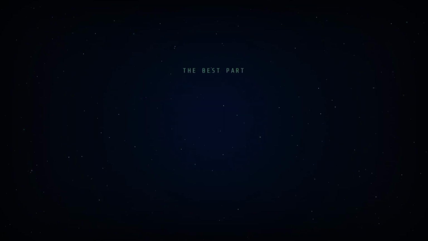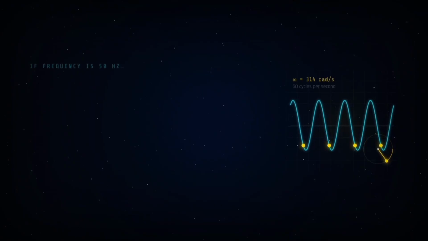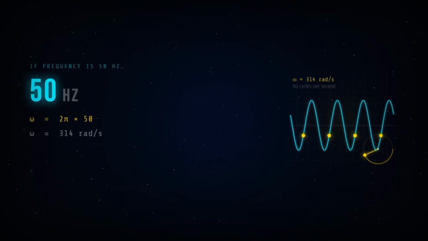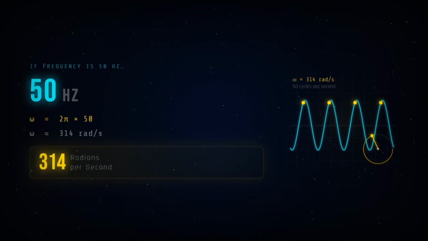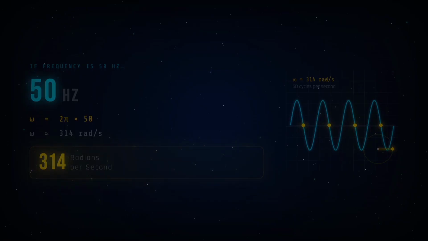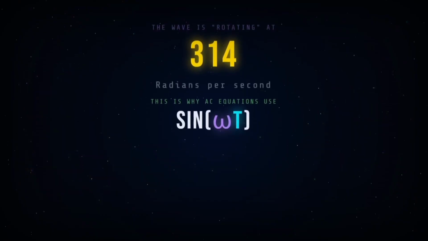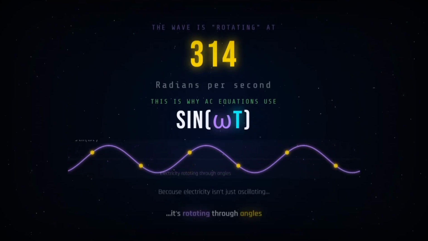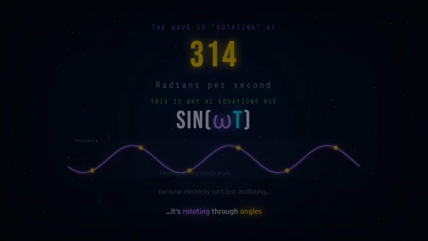And the best part, it connects directly to frequency. Omega is equal to 2 pi f. So if the frequency is 50 Hz, omega is equal to 2 pi multiplied by 50, which is approximately 314 radians per second. That means the wave is rotating at 314 radians every second. This is why in AC equations, you'll often see terms like sine omega t instead of just time. Because electricity isn't just oscillating, it's rotating through angles.